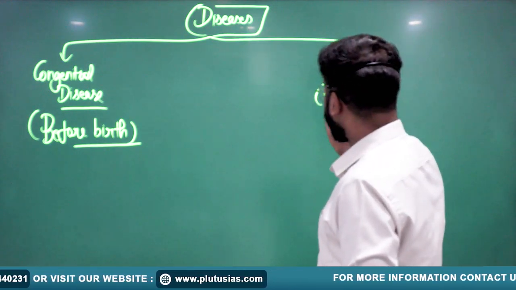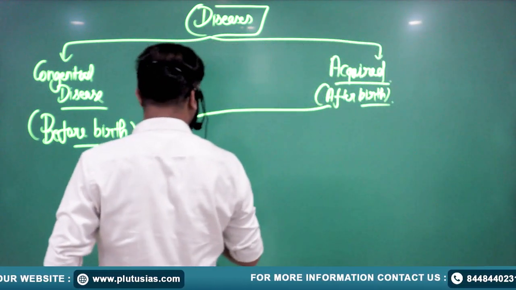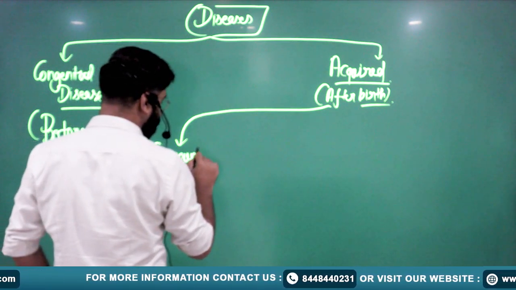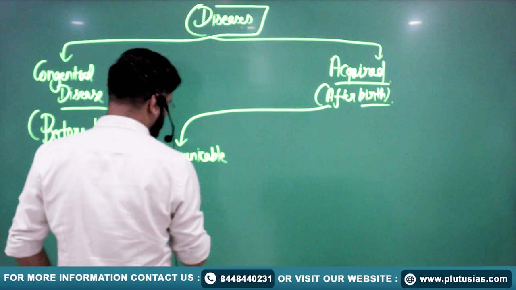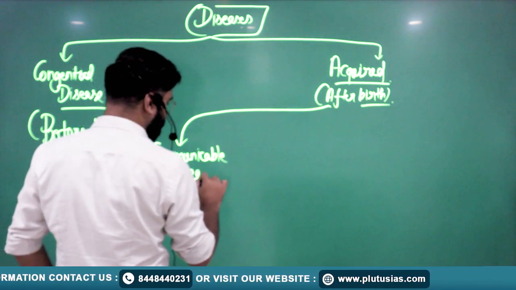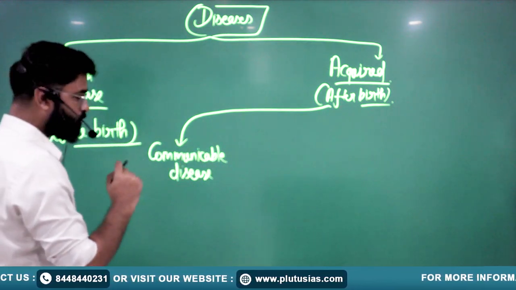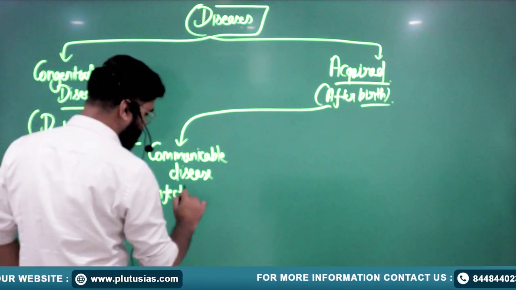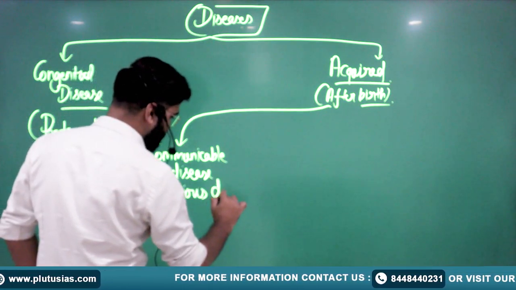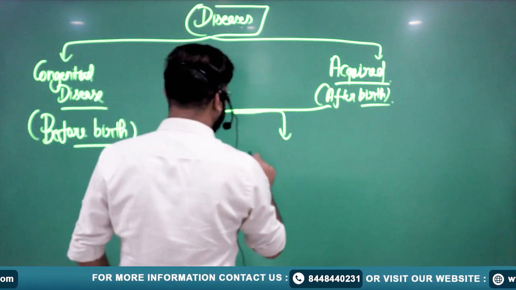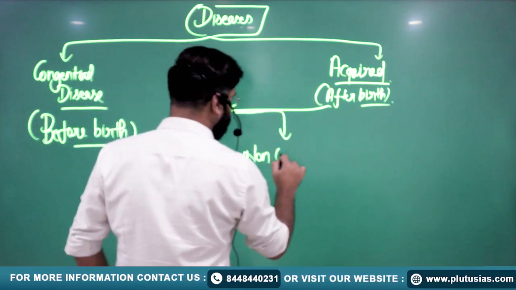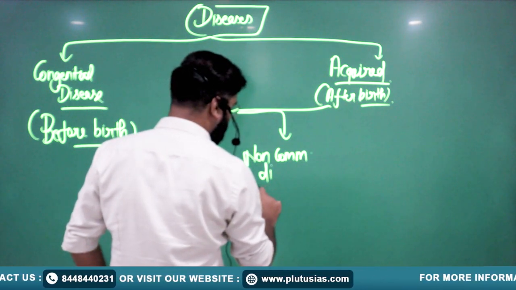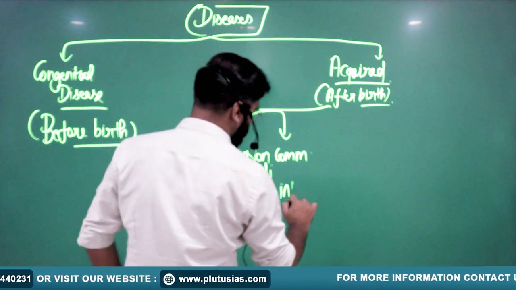Yes, moreover, acquired diseases are first communicable diseases, or we can say aap bana sakte ho ye chart, bana lo. Communicable diseases, or we can say infectious diseases. Some diseases are non-communicable diseases or non-infectious diseases.